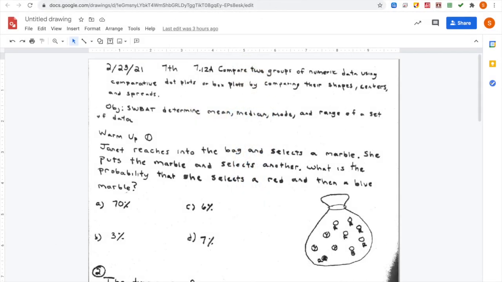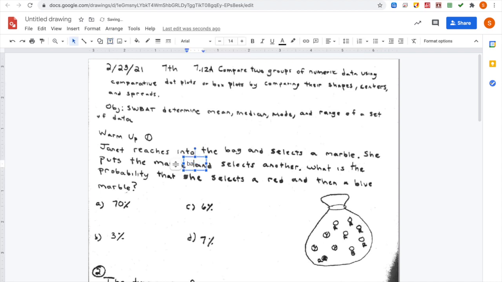23rd for 7th grade. So what we're going to focus on first is the warm-ups. Janet reaches into the bag and selects a marble. She puts the marble back and she selects another. What is the probability that she selects a red and then a blue marble? So right here it should say she puts the marble back.